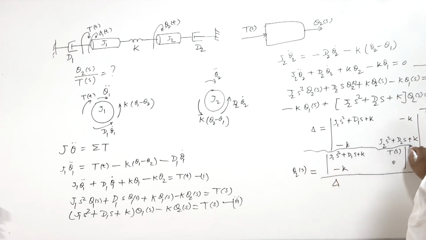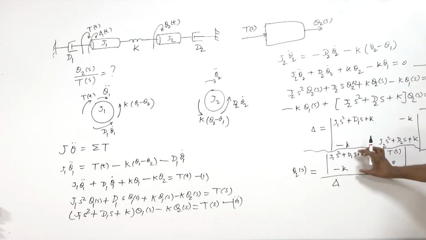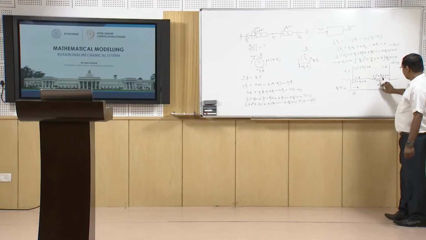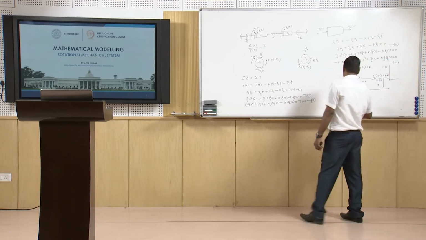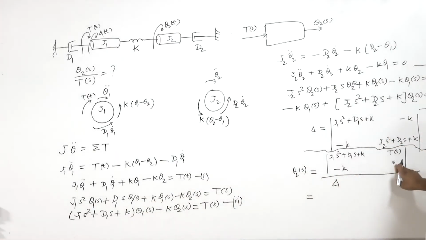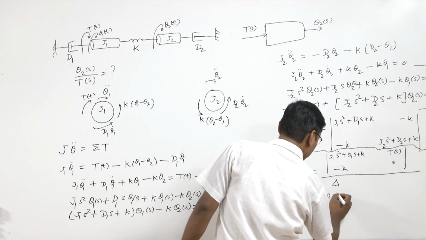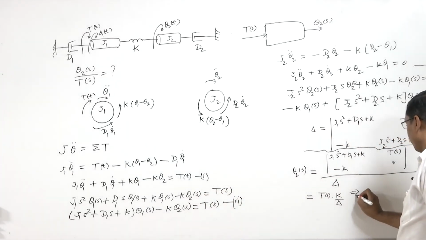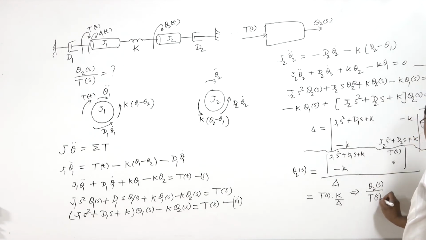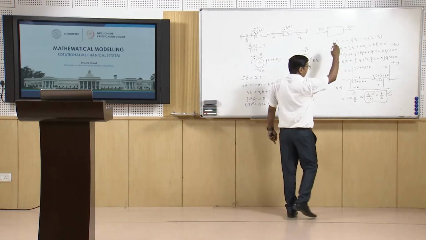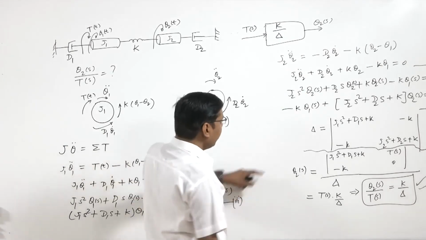So we should understand here, we should differentiate. This column is the same, and because we are finding theta 2 S, this column will be replaced with the column of the right hand side term, that is T S and 0. So from here we will find this equal to, now this is 0 minus T S into K, so minus minus plus, so T S into K, K by delta. So from here we can find that theta 2 S by T S equal to K by delta. So this is the transfer function theta 2 S by T S. So here it is K by delta, and delta is given by this determinant.